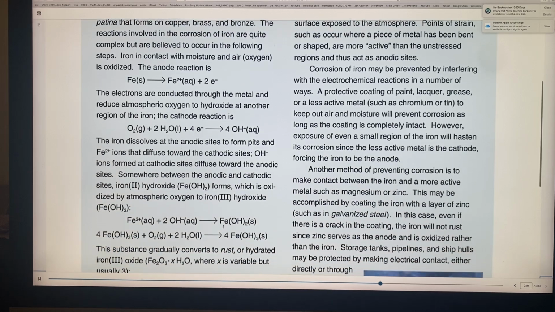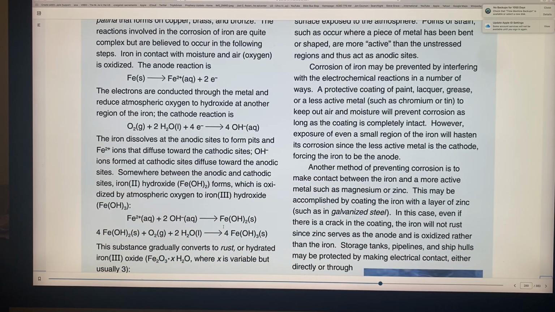How do we prevent this rusting? They have a few different ways of preventing it. First of all, they can put a protective coat of paint. They paint over it so that the iron is not exposed to the air. It could be lacquer or grease or paint, and this will keep out the moisture. And that works for a while until the paint starts cracking, right?